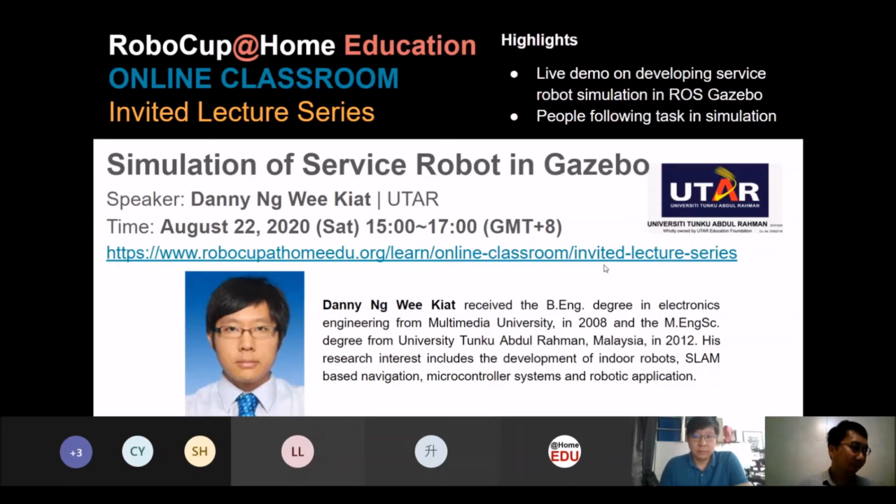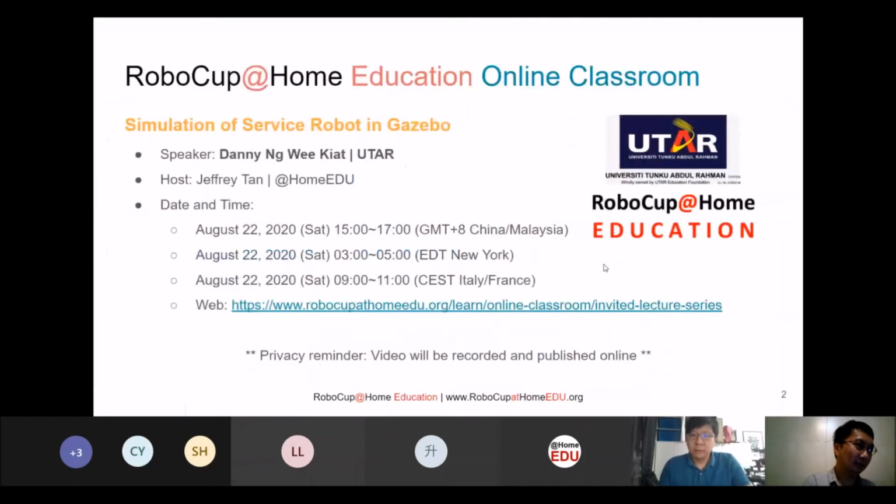So this is the arrangement. Today I will again be the host. I'm Jeffrey from RoboCup at Home Education, and today we have our speaker from University Tunku Abdul Rahman, Danny Ng Kiat, as our guest speaker. We will start from 3 and end before 5, time zone GMT plus 8, and also for people that come from other places, that should be the timing.